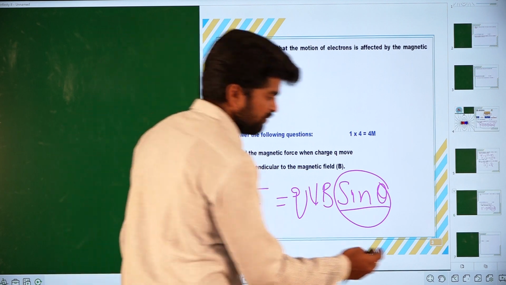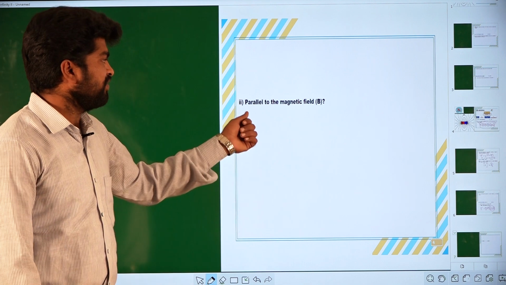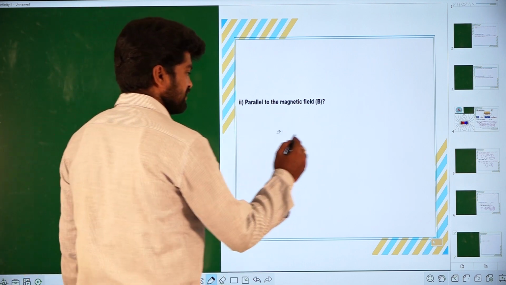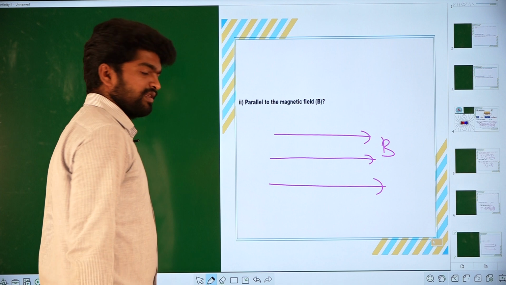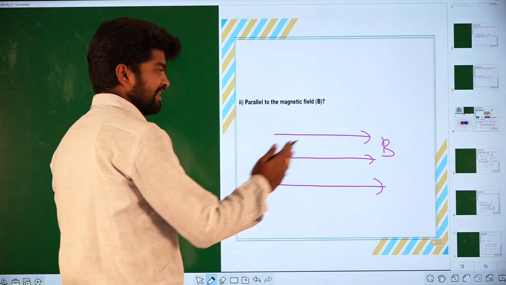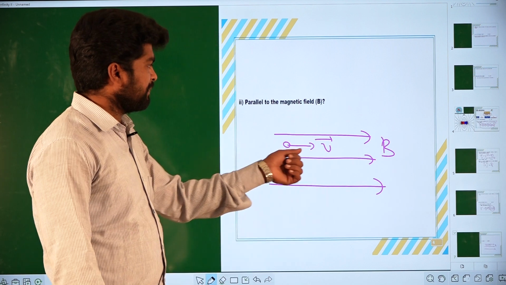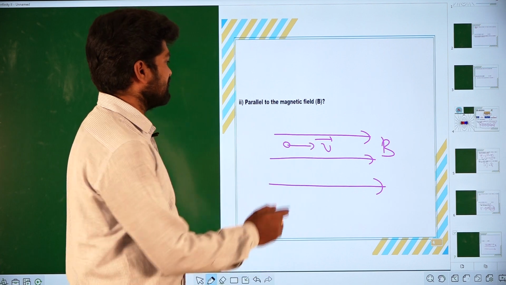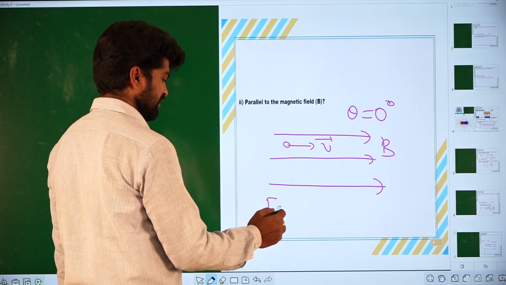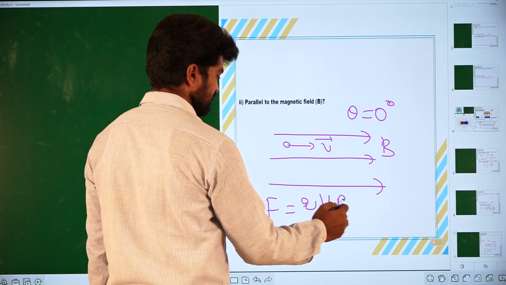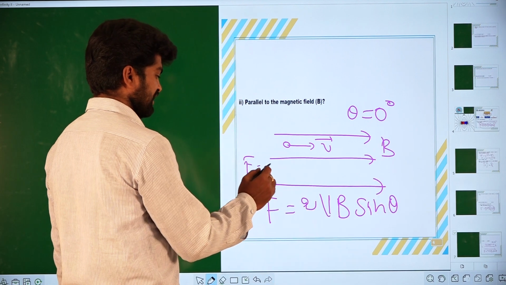The next part in this fifth question itself asks what is the value of magnetic force when the charge moves parallel to the magnetic field. If it is moving parallel to the magnetic field, this is the direction of magnetic field B bar. A uniform magnetic field will be like this: the space between the two lines is the same and the direction is also the same. If a charge is moving inside this with a velocity V bar, when both are parallel to each other, the angle between these two vectors is 0, so theta is equal to 0 degrees. F is equal to QVB sin theta, and sin 0 is 0, so the net force acting on the charge is 0.